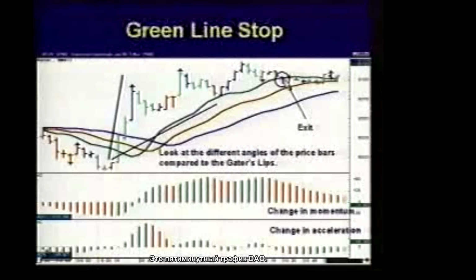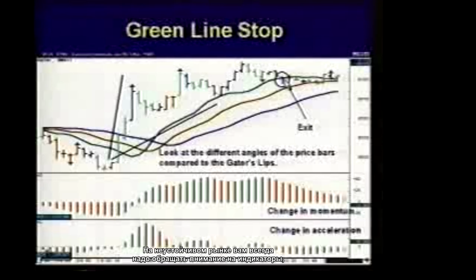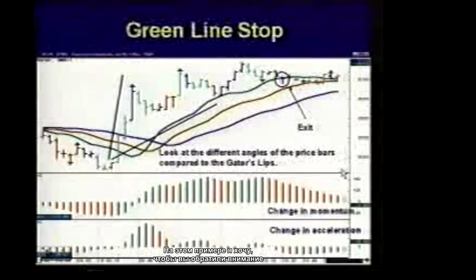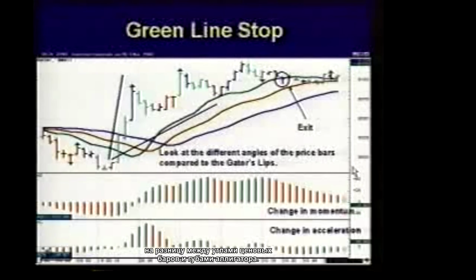Now this is a 5-minute Dow chart. In a volatile market, you always want to watch what the indicators are showing you. If you've got magic bullets, if you've got squats, by magic bullets I'm referring to squats, which is a 1-1 squat bar. If you have fractals, if you have a change in momentum, these are all things to look at. But in this particular case, what I want you to notice is the difference of the angles between the price bars and the gator's lips. You will always want to use at least a green line stop when you have that drastic of a move away from them.